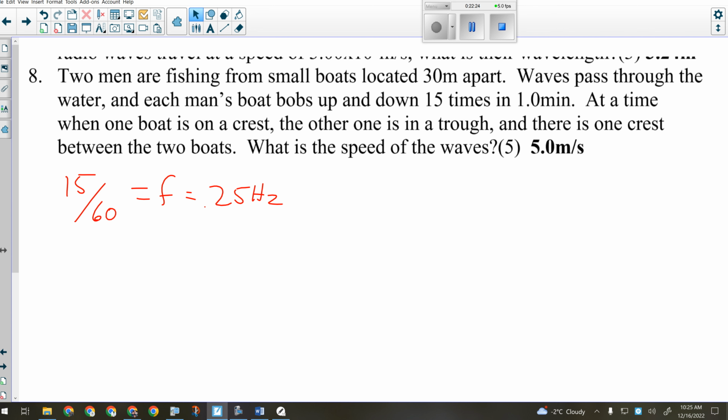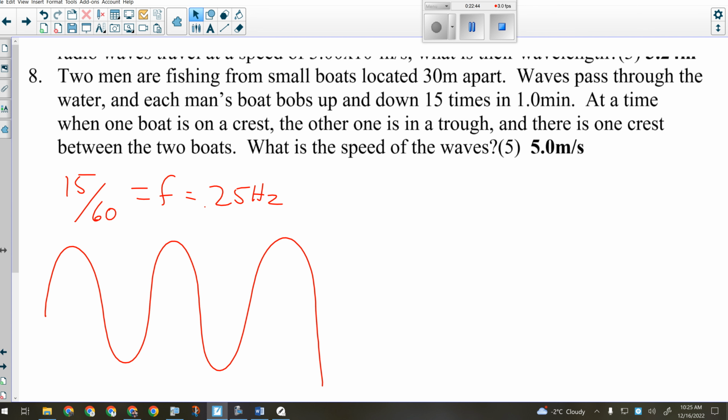Now, the boats are 30 meters apart, and at one time, when one boat is on a crest, the other is in a trough, and there's a crest between the two boats. I've got to draw a picture. That just starts to make my mind go crazy. All right, there. So when one boat is on a crest, the other is in a trough, and there's a crest in between them, and that distance is 30 meters.